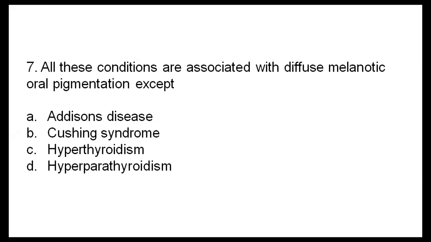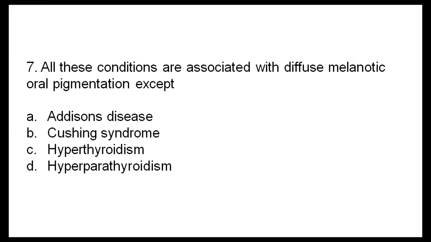Cushing syndrome is a condition where steroid levels are increased. In some instances, it could be because the ACTH level is also high. The ACTH secretion itself is high, and that is why the steroid level is high. So in such conditions, it can cause diffuse melanotic oral pigmentation.